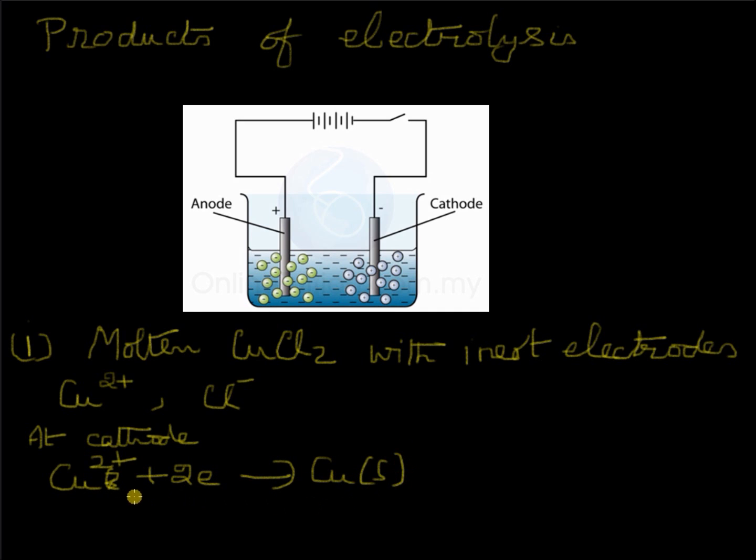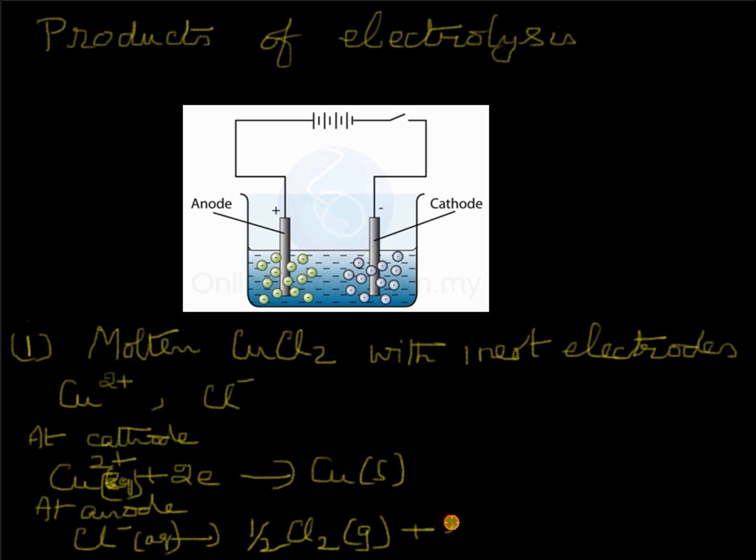So you have copper ions moving to the cathode and getting discharged as copper solid, and at anode chloride ions give up the electron and form chlorine gas. You have to write here aqueous. So this is quite simple. Next we will take up aqueous copper chloride.